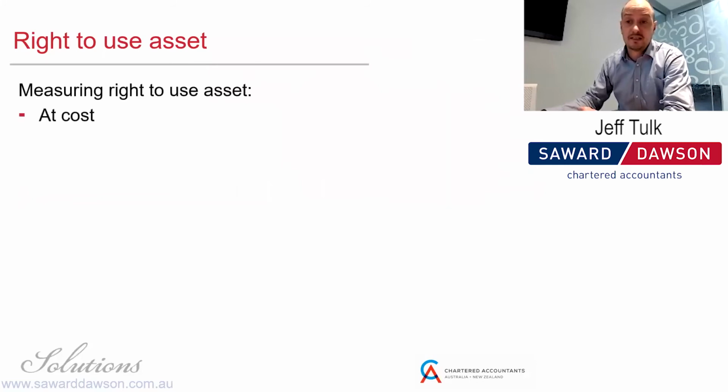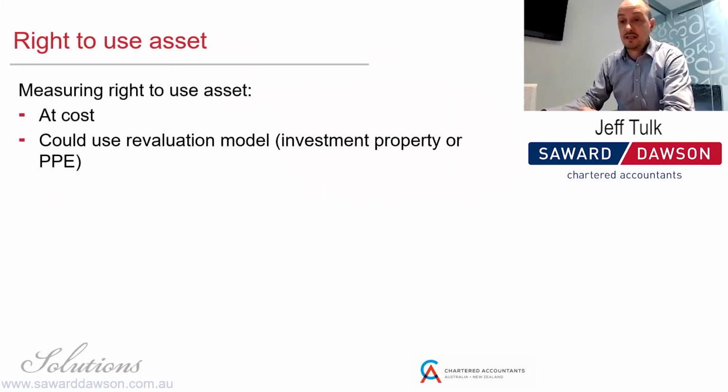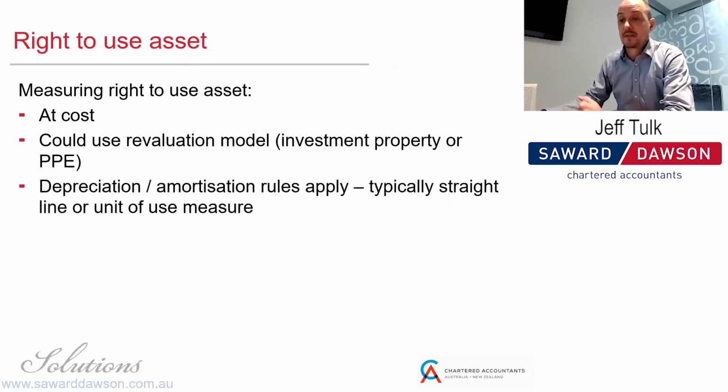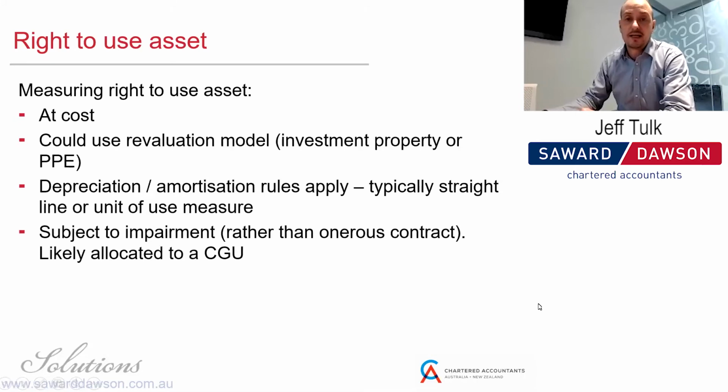We're measuring the right to use asset. Typically, you would measure it at cost, similar to PPE. However, you could use a revaluation model, similar to investment properties or PPE. I think that would be unlikely, but it is possible. Depreciation and amortisation rules still apply. So typically you would see straight line or unit of use type measures around these right to use assets. Again, if it was a property, you utilise the benefit on a consistent basis across the lease period, so I'd expect that straight line depreciation and amortisation would be appropriate for most right to use assets. And like all assets, they are subject to impairment and would likely be allocated to a CGU or cash generating unit under AASB 136. So the impairment rules would apply.